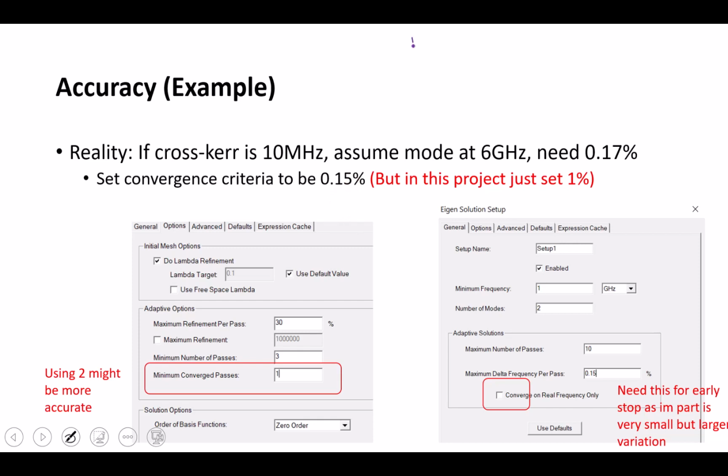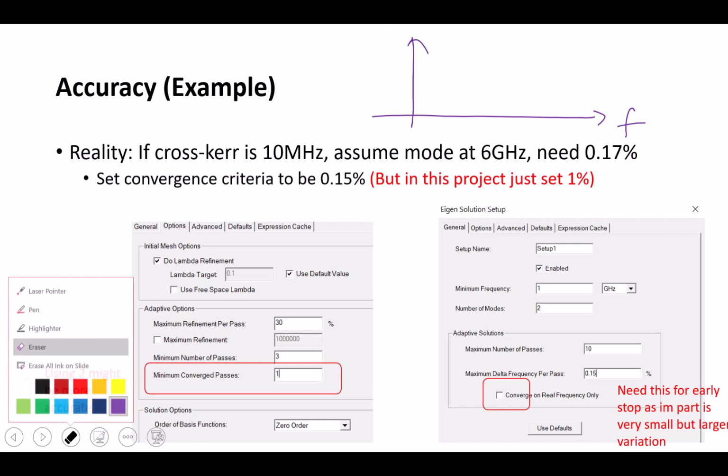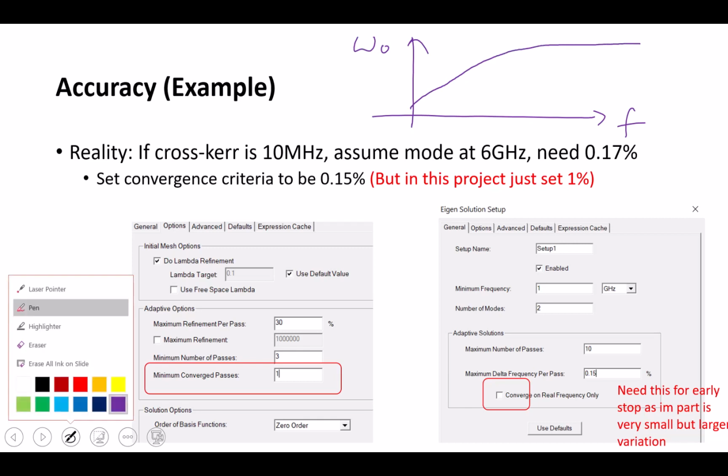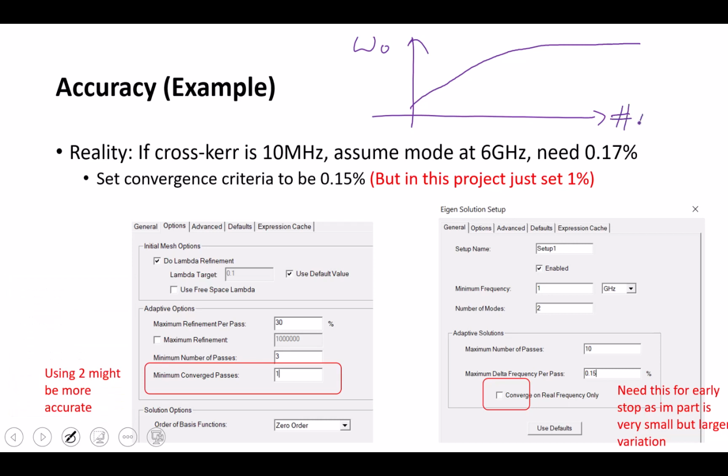So when you do the simulation, for example, this is the frequency, this is the Q. Let's use the Eigenmode. This is the omega 0, right? So you usually will see something like this. Not F, number of passes, right? Number of passes. By the way, what does HFSS do?